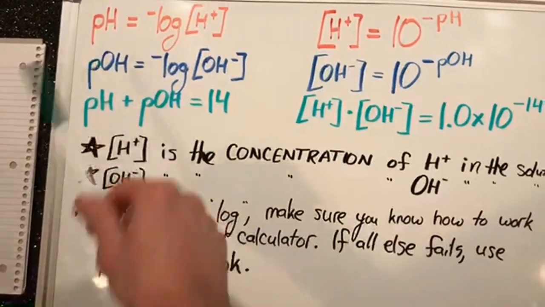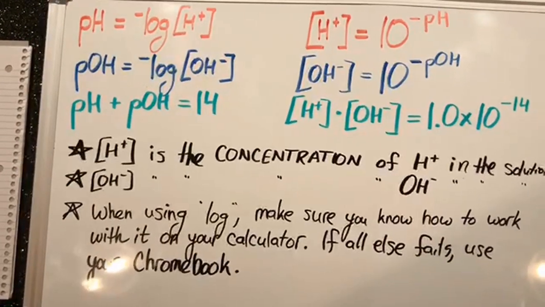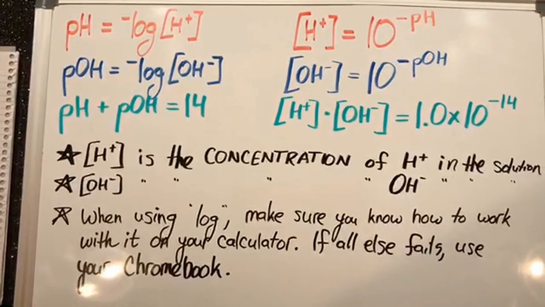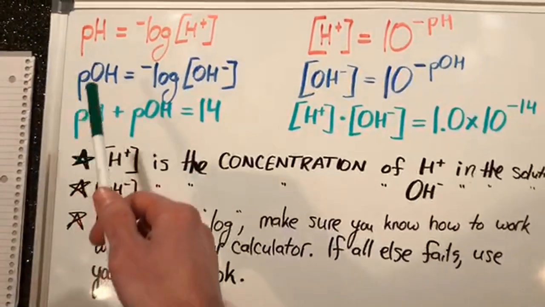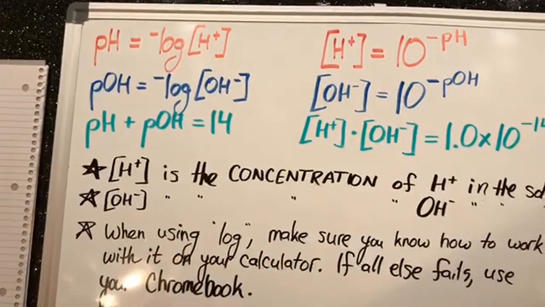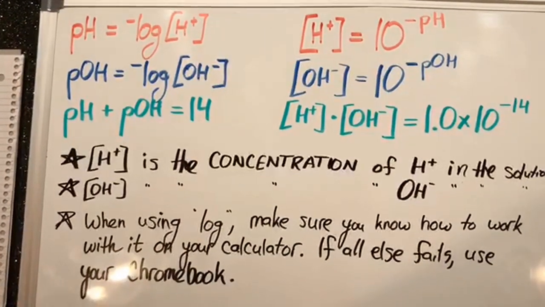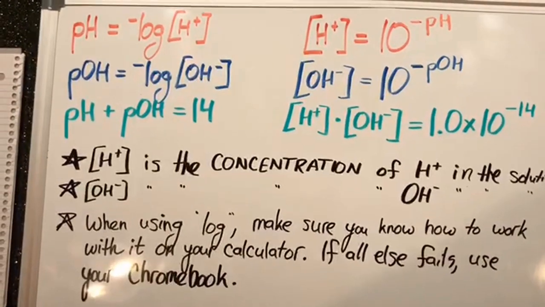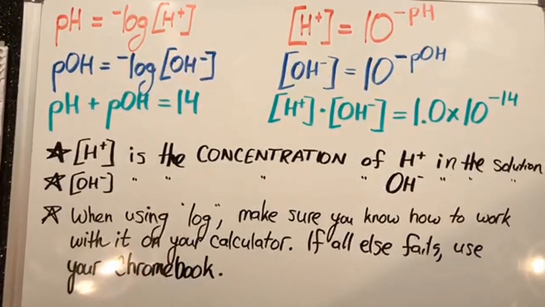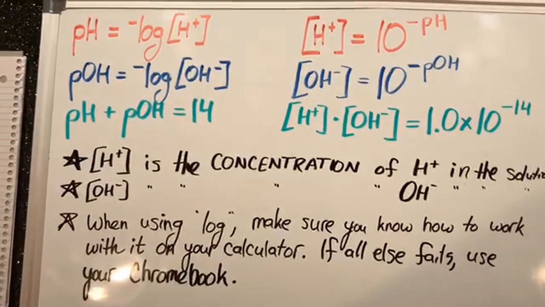pOH is just like the opposite of pH. Acids have a low pH, bases have a high pH, but pOH is the opposite. If you've seen Stranger Things, it's like the upside down. pOH is high for acids and pOH is low for bases. So don't let that confuse you.